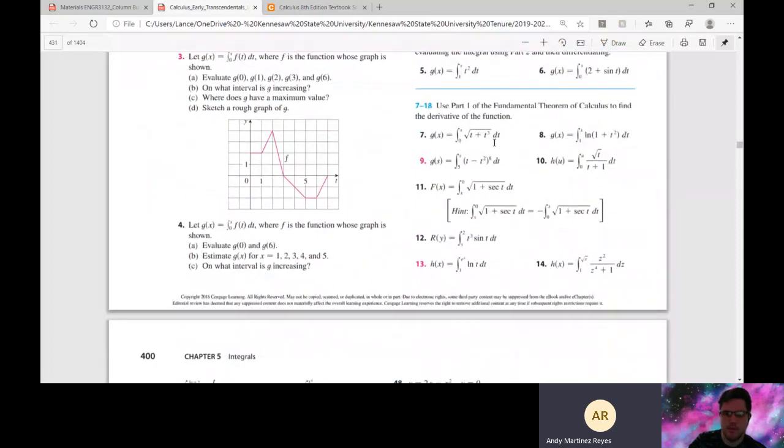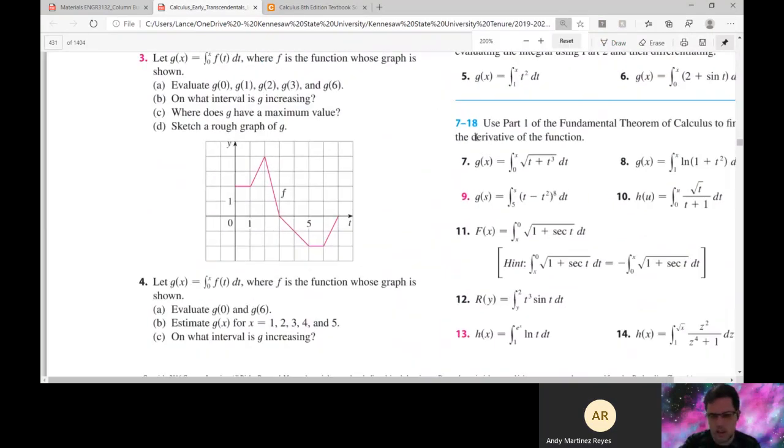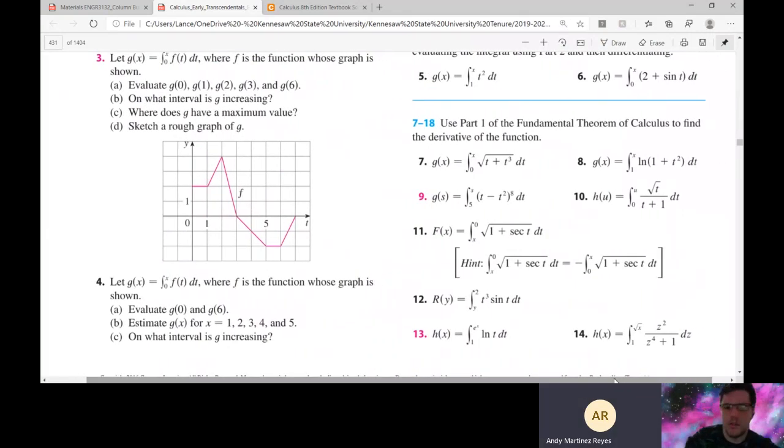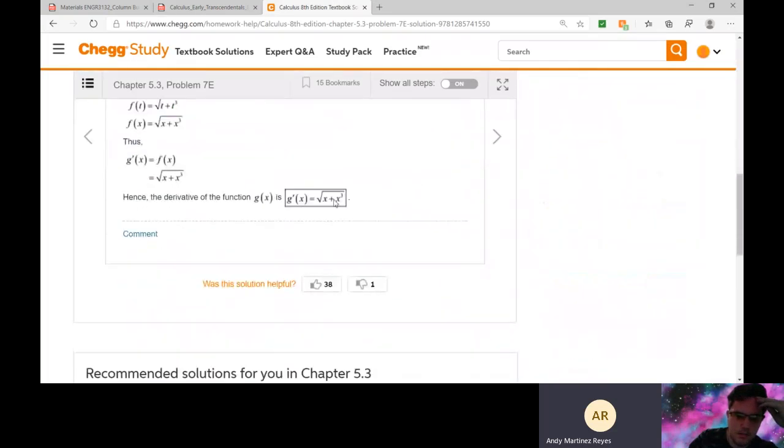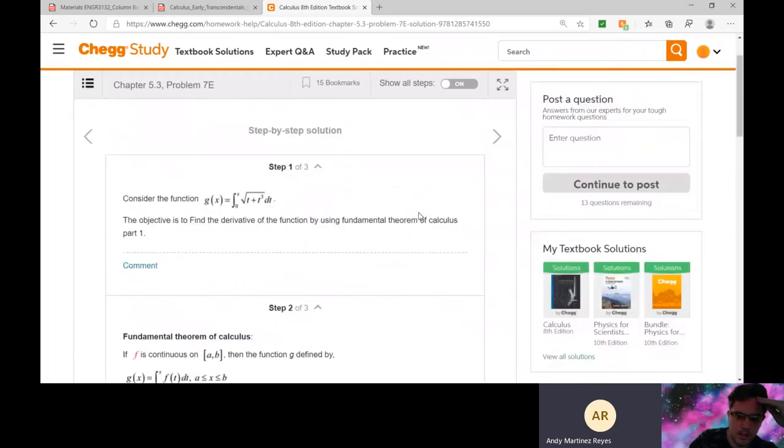All right, what's number 7? I think that's a t right there. Yeah, it's t plus t cubed. Okay. Just off the examples, what do you think? Just the square root of x plus x to the third? Yep. Right there.